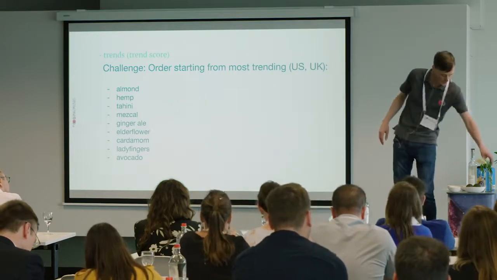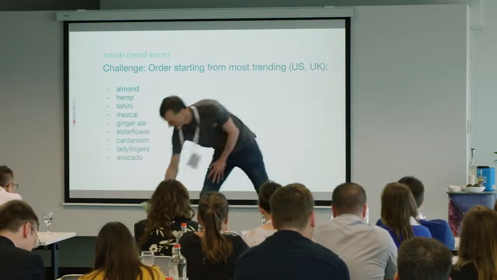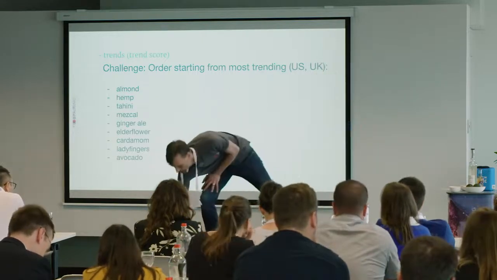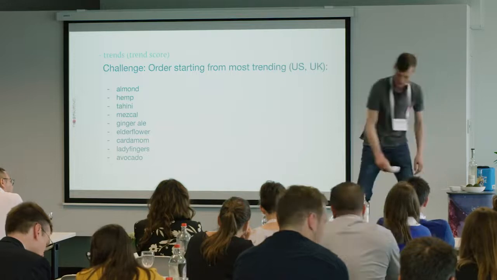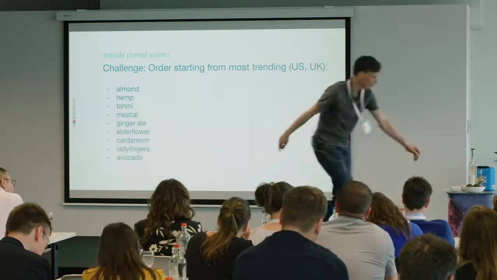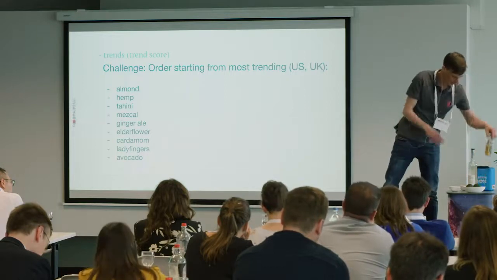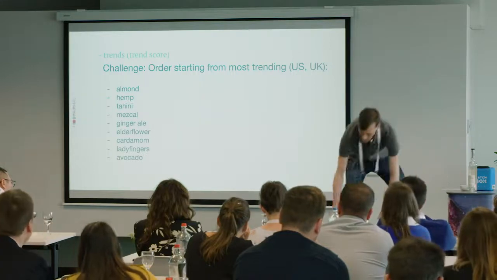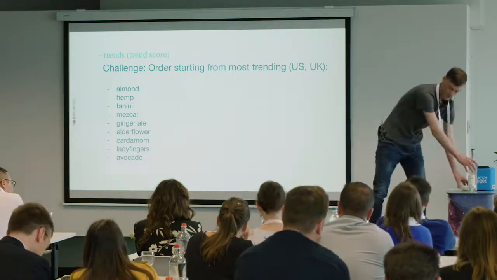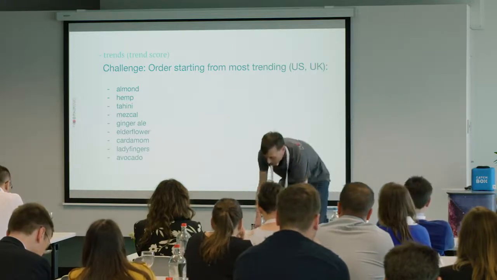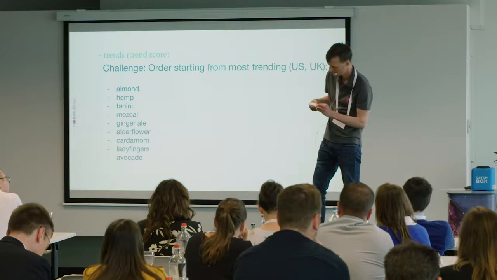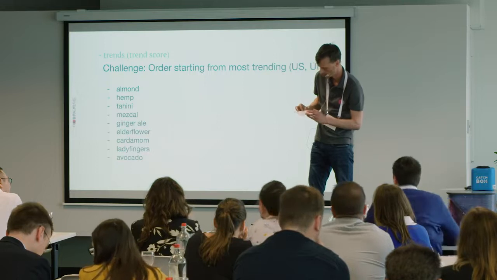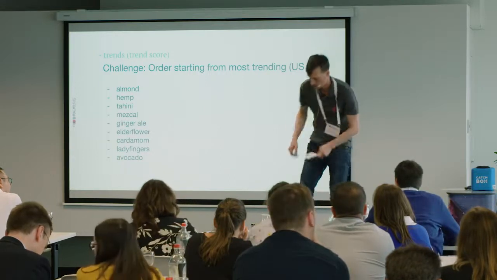So the correct answer is we have the elderflower, then we have the almond, we have the cannabis. I have the ginger ale, tahini, and avocado. And then, I think it's that way. Quick check. Ginger ale, mezcal. Yeah, it's the other way around.